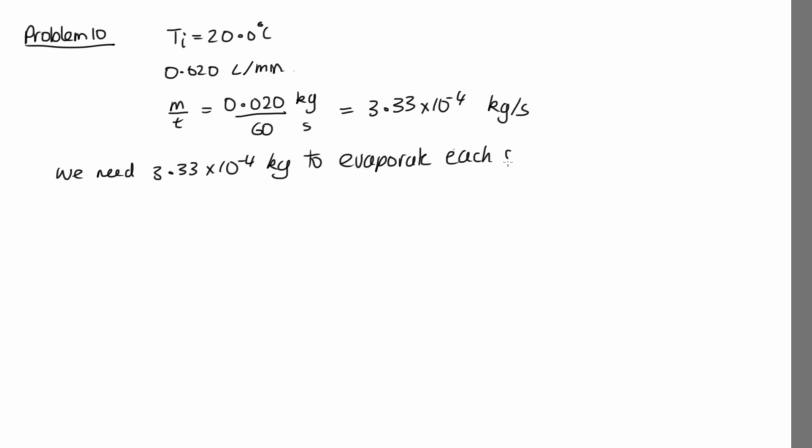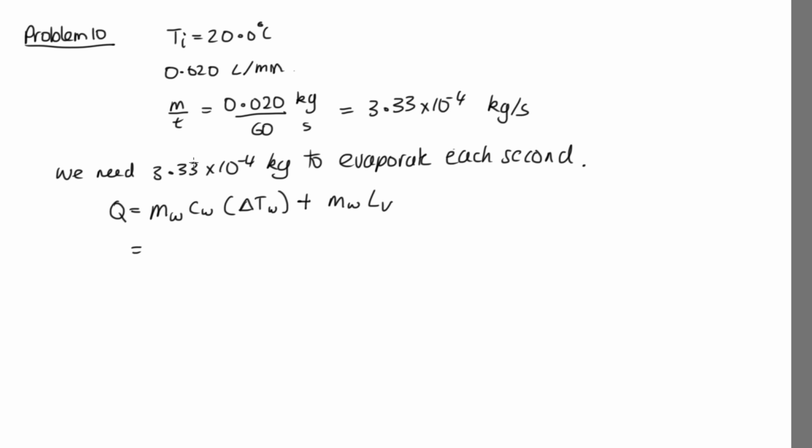each second. Okay, so in order to evaporate, first of all, we're going to need to raise its temperature to 100 degrees C, and then we're going to have to put in extra energy in order to make it vaporize. So the amount of energy that we need to add is going to be equal to the mass of the water times the heat capacity of the water times the change in temperature of the water, which will be from 20 degrees up to 100 degrees, plus the mass of the water times the latent heat of vaporization.